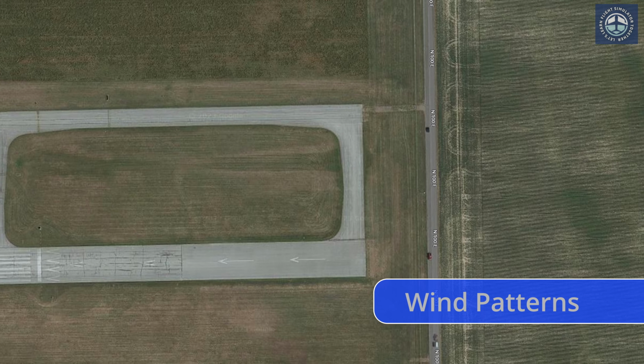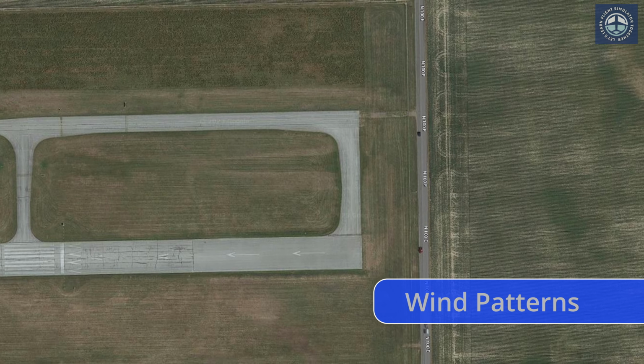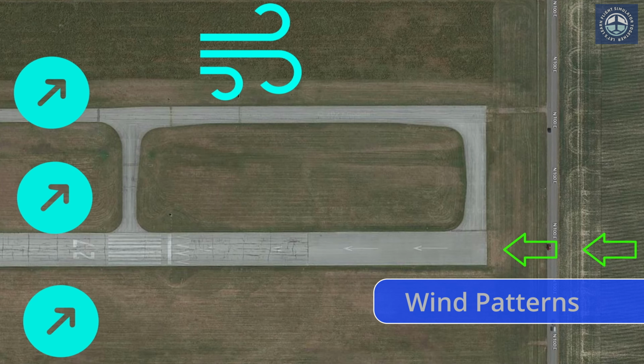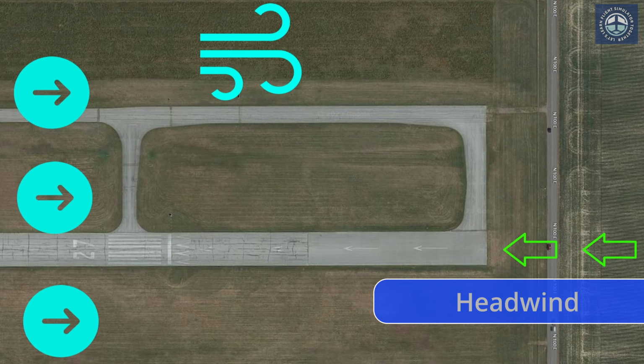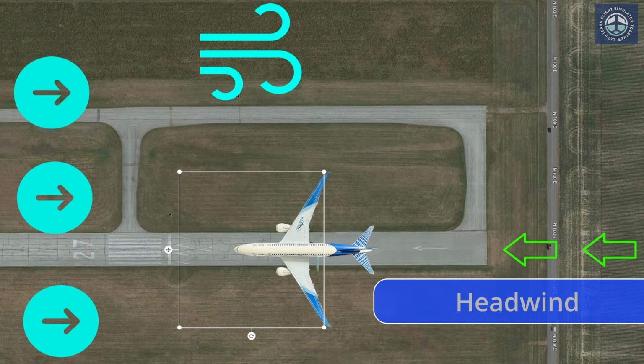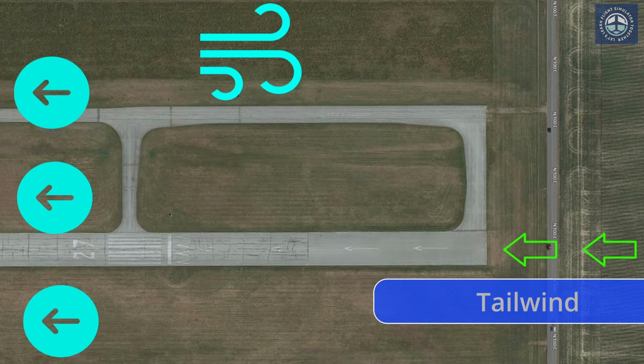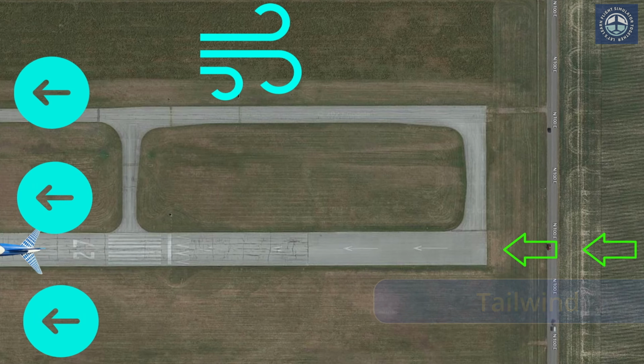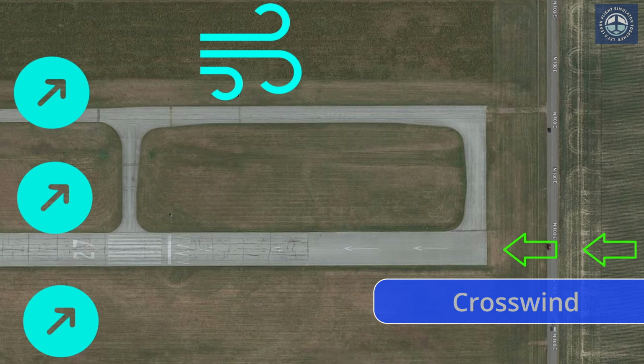But first, let's look at some wind patterns that can exist around an aircraft while flying. The aircraft can experience winds from front or back or from either side. The winds coming from the front are called headwinds. The winds coming from behind are called tailwinds. And winds coming from either side are called crosswinds.